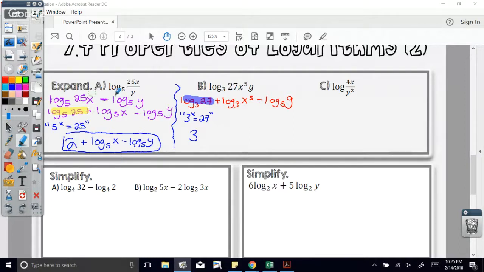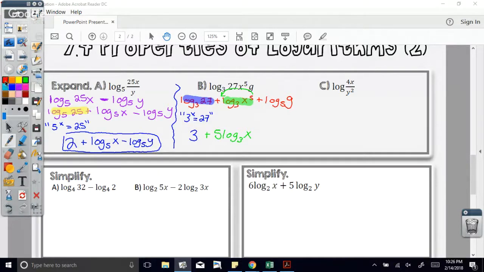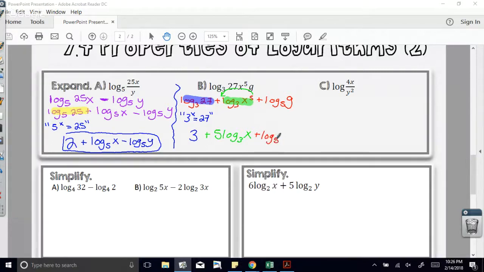Right, so the second thing I notice is that there is an exponent here in the second piece. We said when it comes to exponents, we can take the exponent and put it out in front. So instead of log base 3 of x to the 5th, this is going to become 5 log base 3 of x. And then the last piece, there's nothing else we can do with that, so we're just going to leave it plus the log base 5 of g, and we are done with that one. Again, all we're doing is practicing our properties of logs, so right now we are expanding.